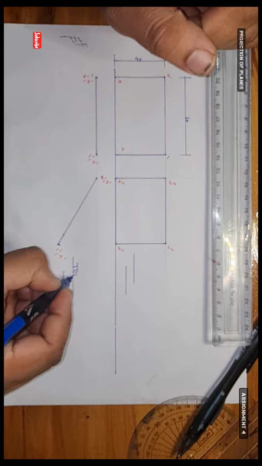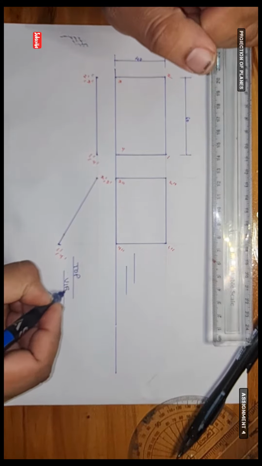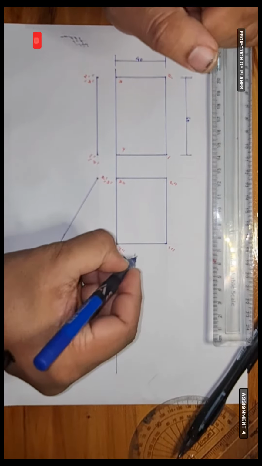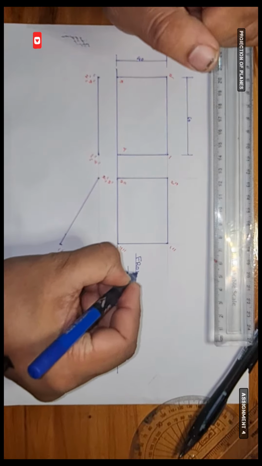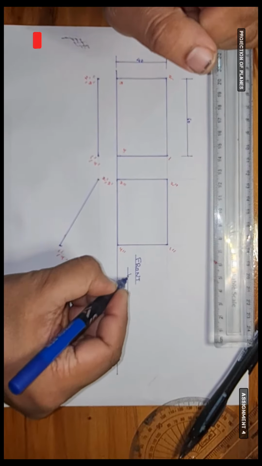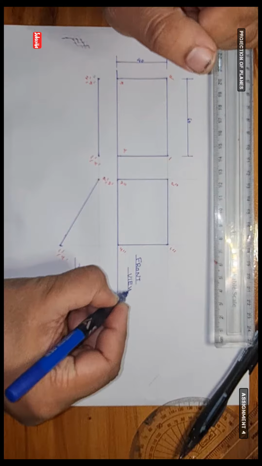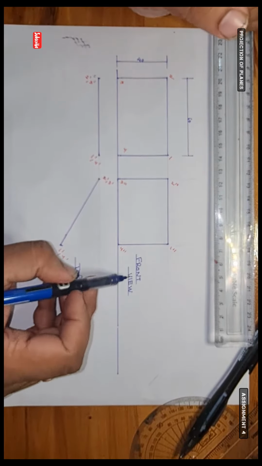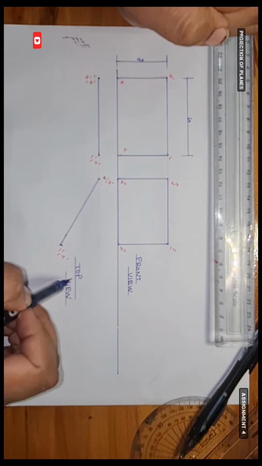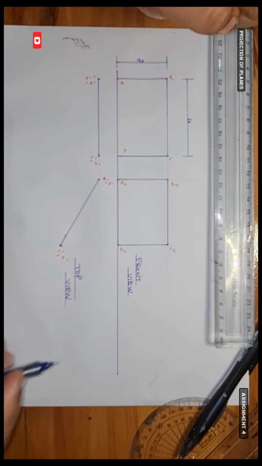This is your top view and this is your front view. The height of the text should be same, either this or this. There should not be any congestion.